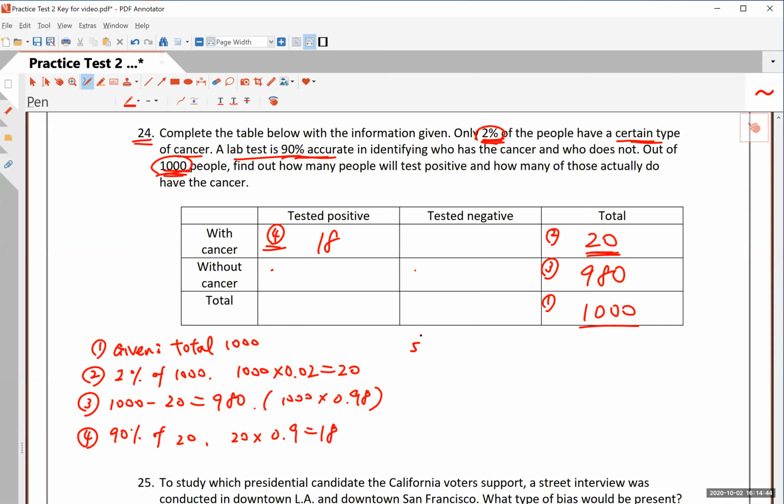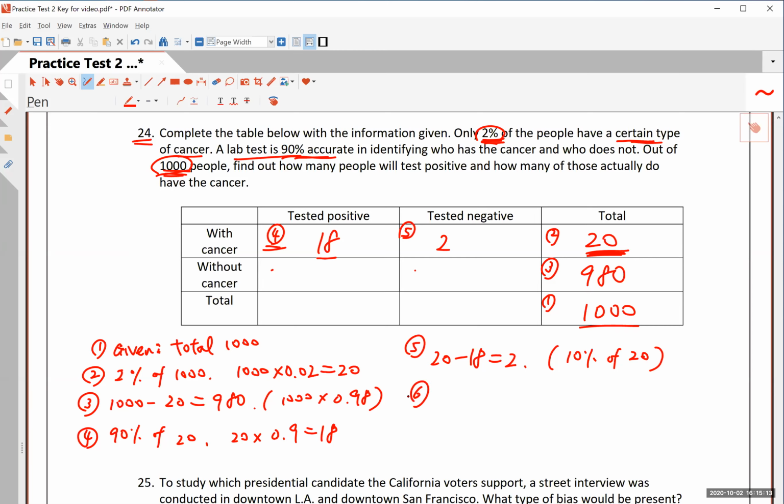All right, number 5, you can simply do 20 minus 18, because if you have 20 people total and 18 will test positive, only 2 will test negative. Or you can think of this as 10% of 20 people, because remember, out of the 20 people who have this cancer, 10% of them will erroneously test negative. And that's 2 people, 10% of 20 people.